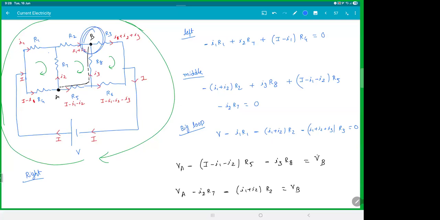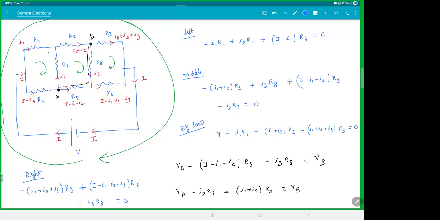I'll start from point B. I'll go to the right side. Minus I1 plus I2 plus I3 R3. Then I go opposite to R6, so plus, yeah, these are pretty big. Then I go up, minus I3 R8, and then I come back to B. That's 0.